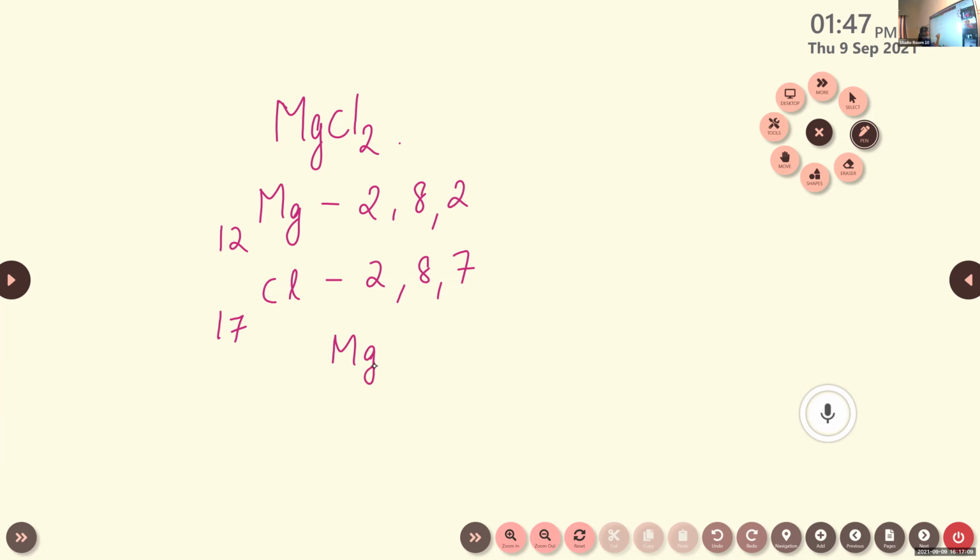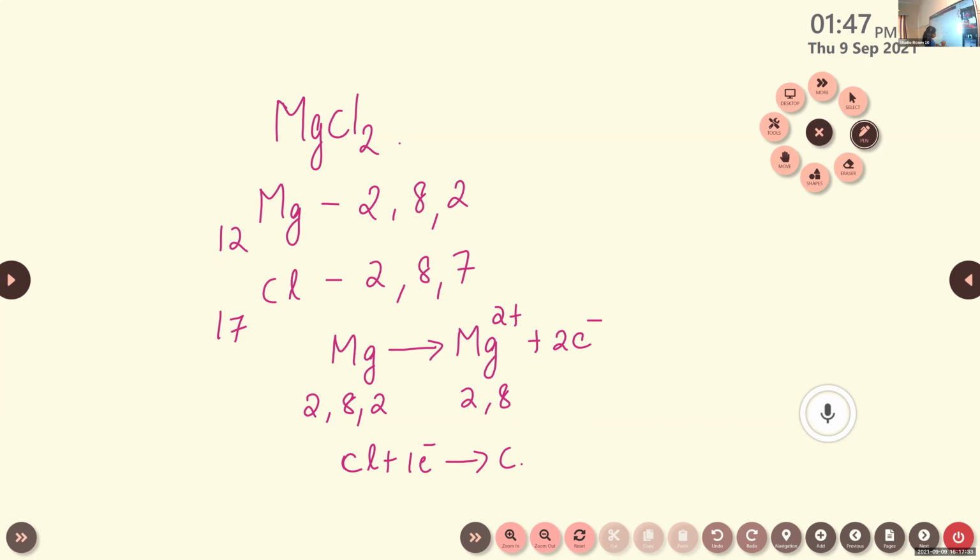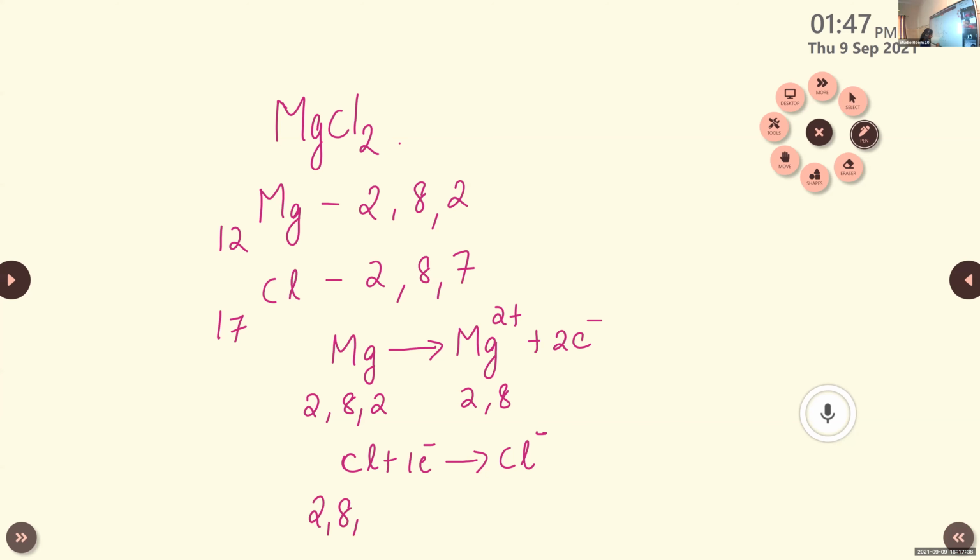Mg will be converted to Mg2 plus because it donates 2 electrons. So we can write the configuration here: it is 2, 8, 2, and when it donates 2 electrons it will become 2, 8. Each chlorine will accept 1 electron and be converted to Cl minus, so its configuration changes from 2, 8, 7 to 2, 8, 8.